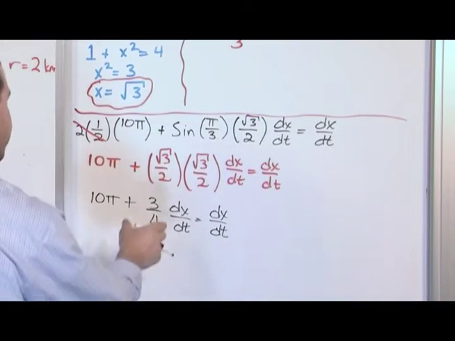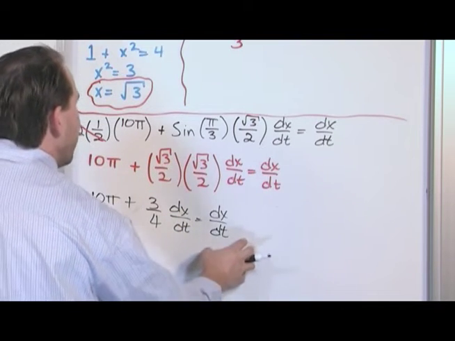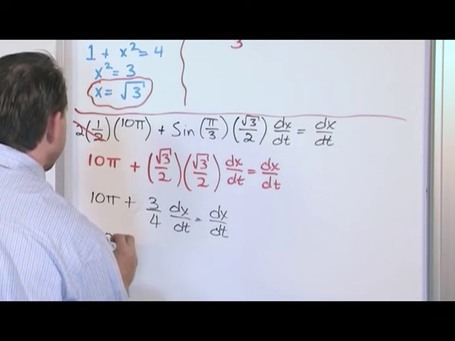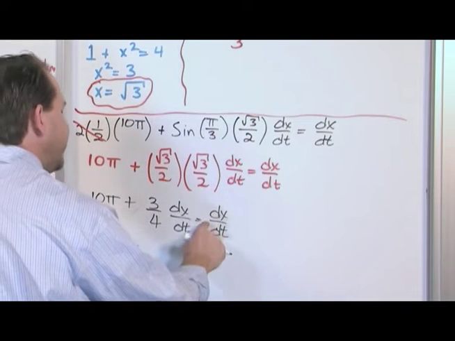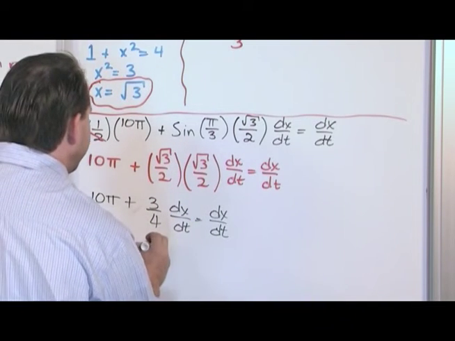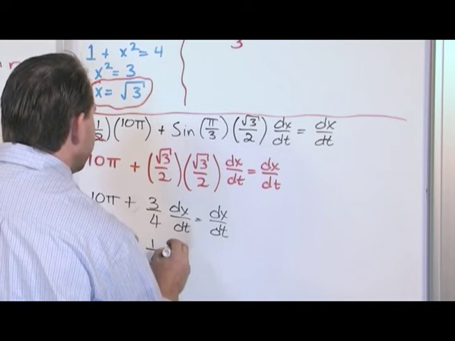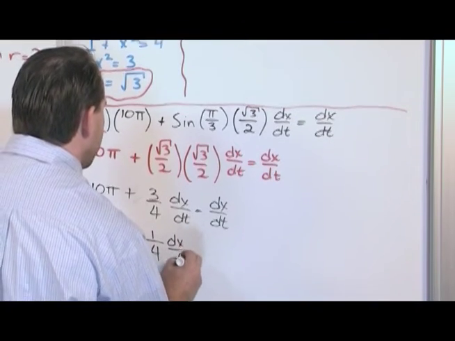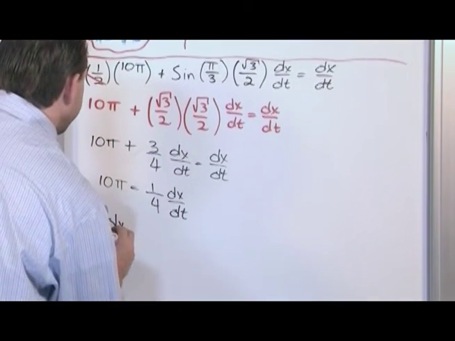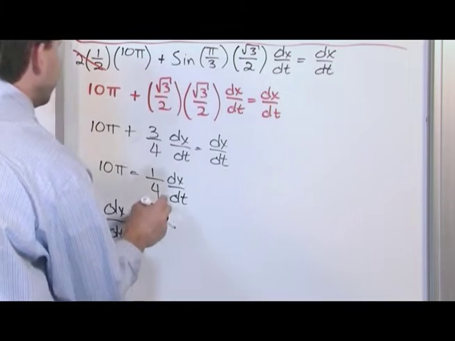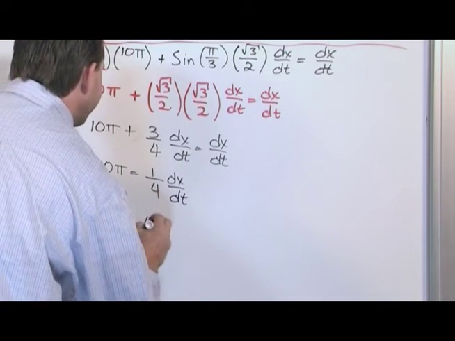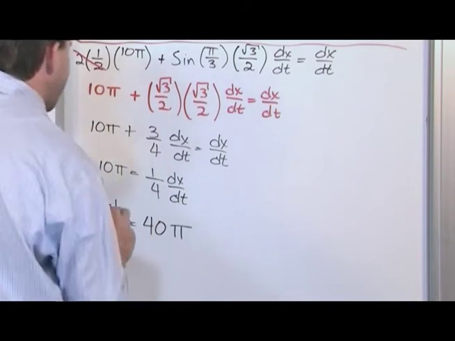Now we're going to move this entire dx dt term over to the other side. So I'm going to have 10 pi equal 1 dx dt minus 3/4 dx dt, so I'm going to be left with 1/4 dx dt. And then finally dx dt, just multiply by 4 to get it over here. It'll be 40 pi. And that is the answer.